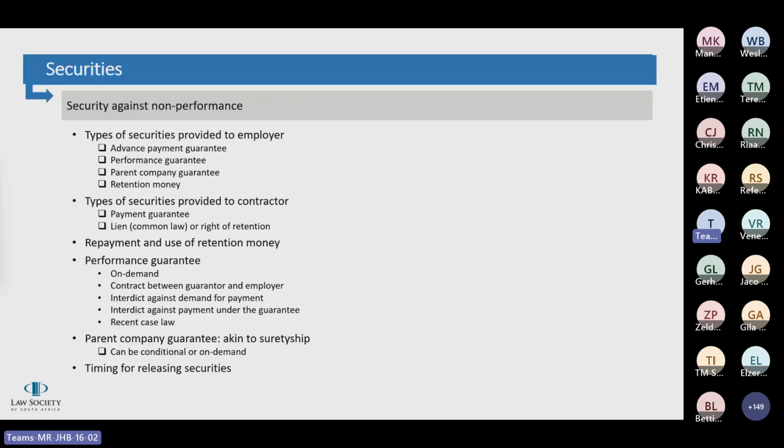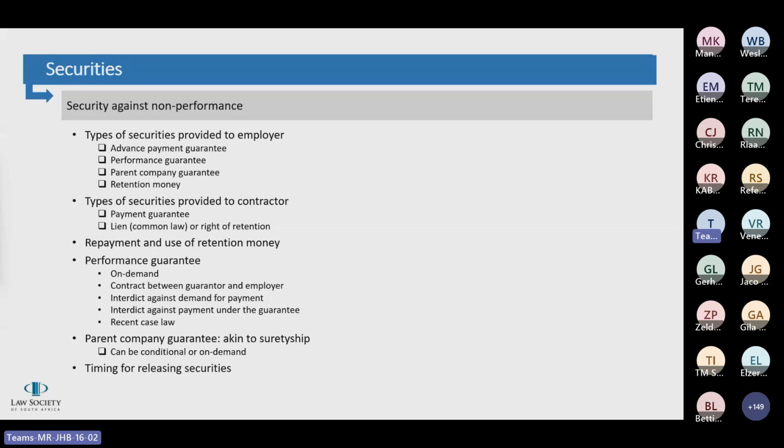All right, then the types of securities provided to a contractor is significantly less, and typically it's a payment guarantee or a common law lien or a right of retention. So payment guarantee is also issued by a bank or financial institution to secure the contractor against non-payment by the employer. It is usually drafted as an on-demand guarantee on which the contractor can call when the employer fails to make payment due in terms of the contract.